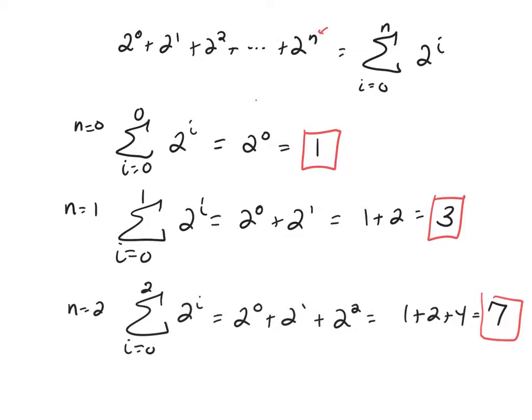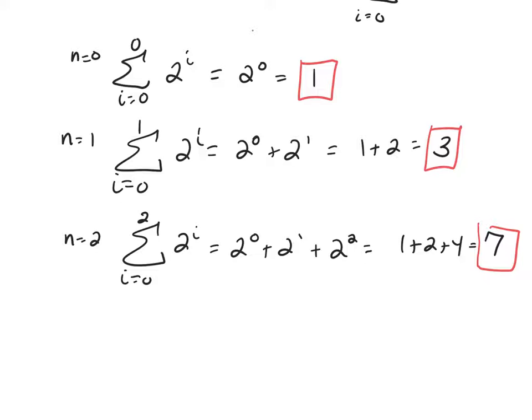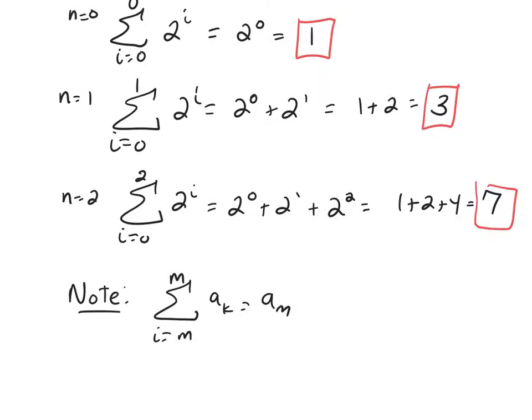Now there are a couple things I want to make sure and note here. If I sum up from k equals m to m of a_k, that's just a_m. We saw that before. And also, let's think about when I was computing n equals 2. If I just look at these first two terms, this was really the same thing that I computed back here.